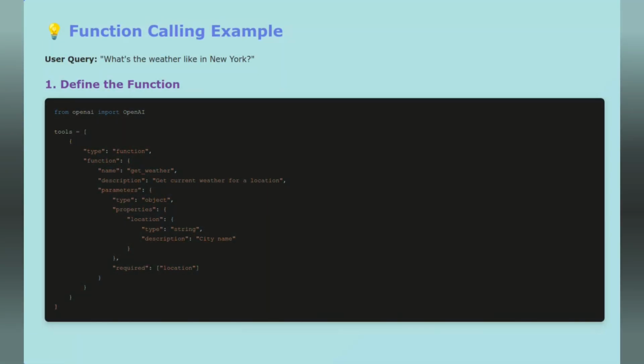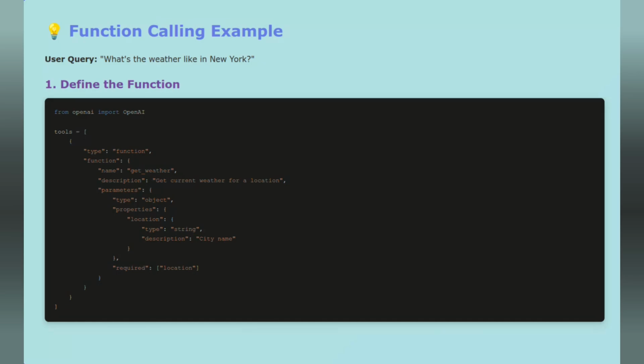Say a user asks, "What's the weather like in New York?" First, we need to define the function. Look at the structure. We're creating a tools array with a function definition. We specify the name getWeather, give it a clear description, and most importantly, define the parameters it needs. In this case, we need a location parameter of type string, and we mark it as required. This tells the LLM exactly what information it needs to extract from the user's query.